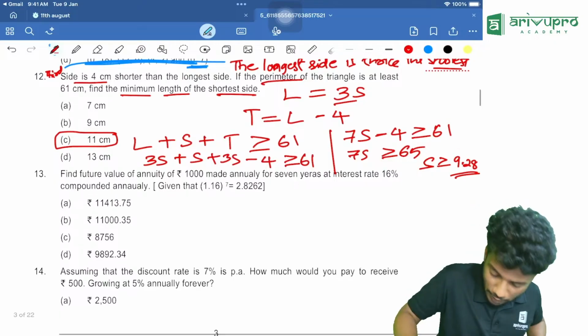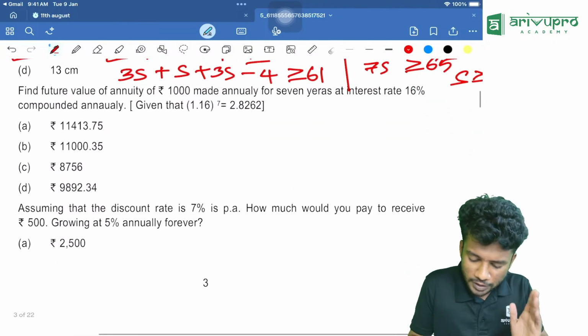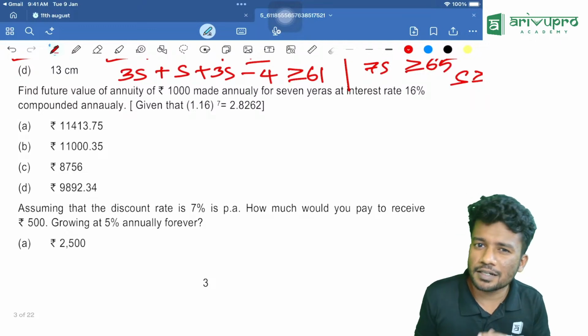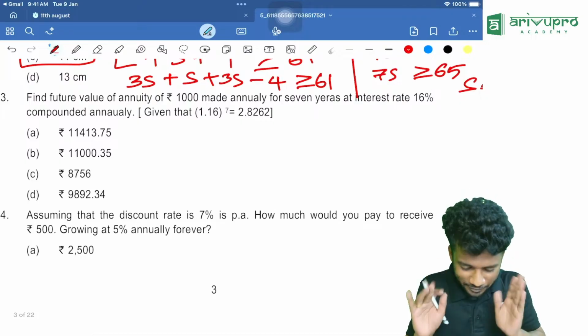Okay, next one. Look here. Now we are going to chapter number 4. All the questions are direct. Only one good question is here. Other than that, everything is very direct. Everything is given, so it is very easy to do.